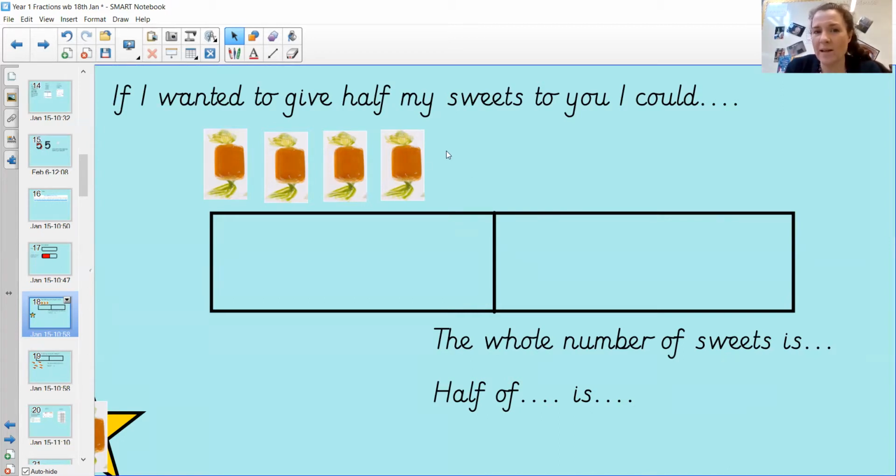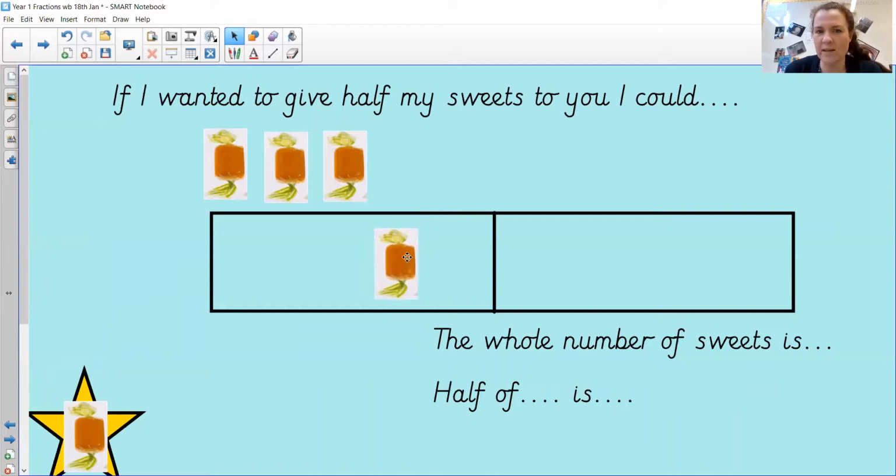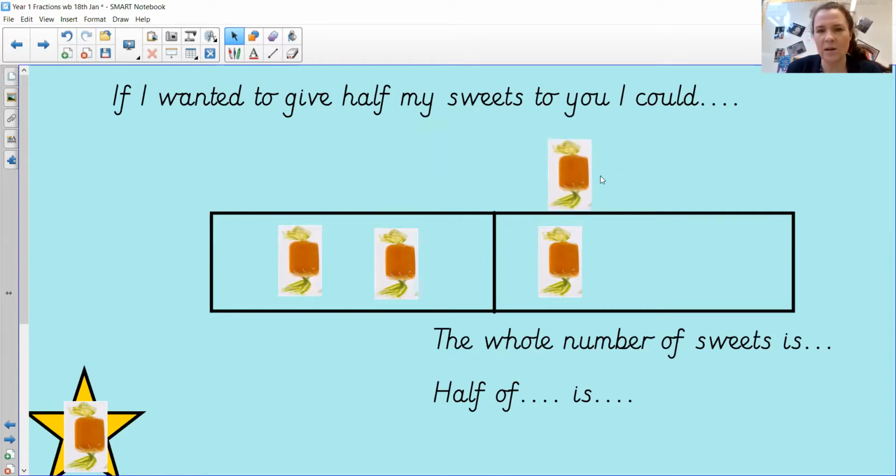Okay, so to work out how, if I want to give you half of my sweets, this is what I would do. I would put one sweet in this half of my rectangle and one sweet in this part of my rectangle. One sweet in this part and one sweet in this part. If you've got your rectangle and whatever you're working with at home, you can do the same. So you can get 4 bits of Lego, 4 little princesses, 4 bits of pasta, whatever you've got, and have a go at putting them equally into the parts of the rectangle.